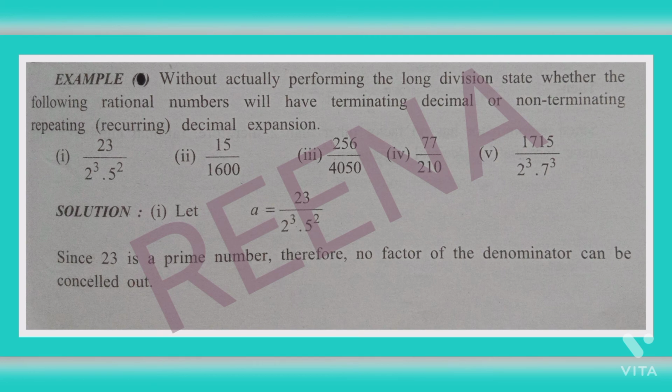So the first part has the factorization done for us: 2 raised to the power 3 and 5 raised to the power 2. Since 23 is a prime factor, therefore no factor of the denominator can be cancelled out.